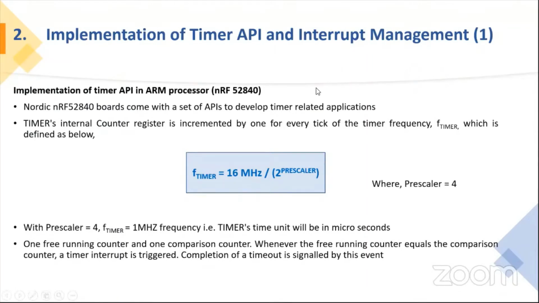In each state, how much time has to be spent in each state of the FSM is decided by this timer. All the time units are in microseconds, because here we have a 16 megahertz frequency. When we set the prescaler as 4, we get a 1 megahertz frequency, that is, microseconds. So all the states will be in a particular state for a duration in microseconds.